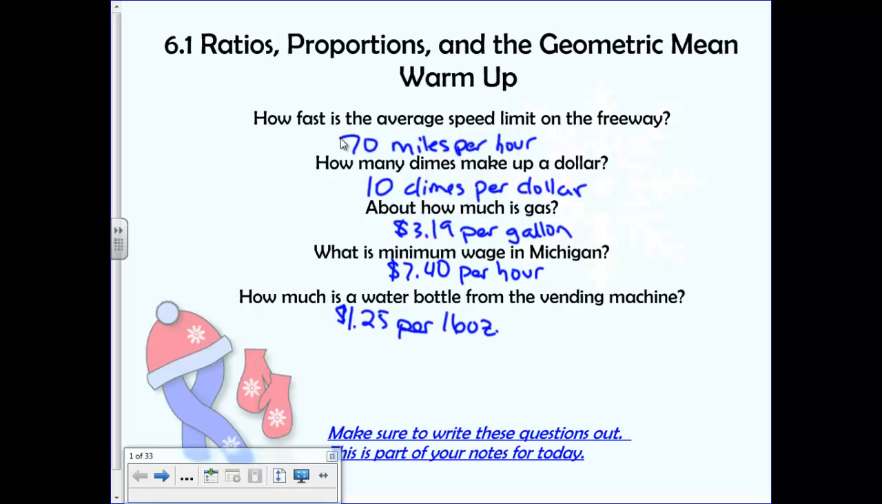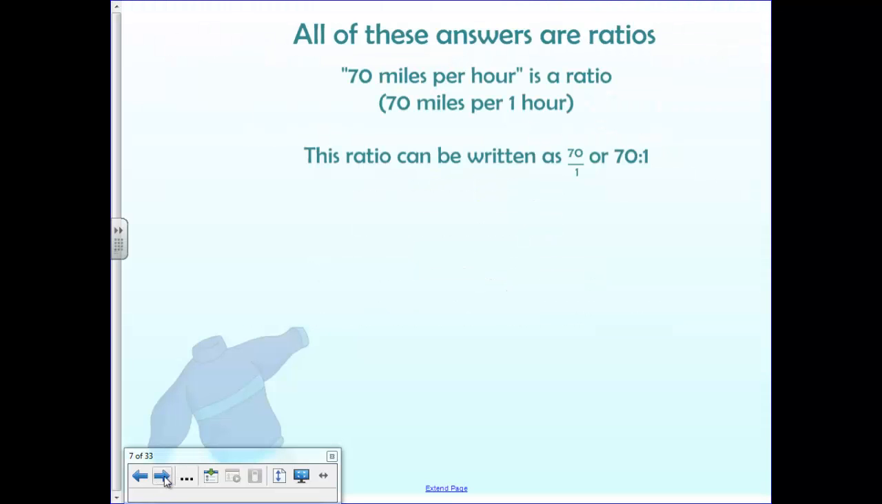And how do we get a ratio out of this? We can say 70 miles per hour is a ratio because it's like 70 miles per 1 hour. How do we write that as a ratio? You can write it in a fraction as 70 over 1 or 70 to 1. So next to where you wrote 70 miles per hour, write 70 over 1, or 70 to 1. So make sure you get this on your paper.